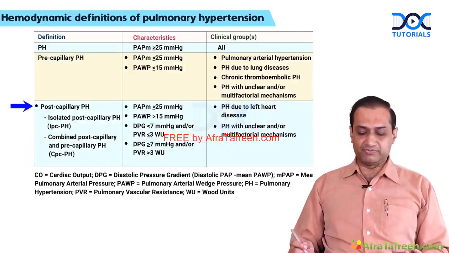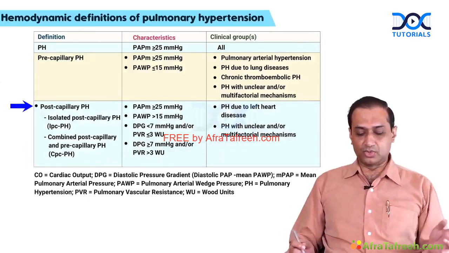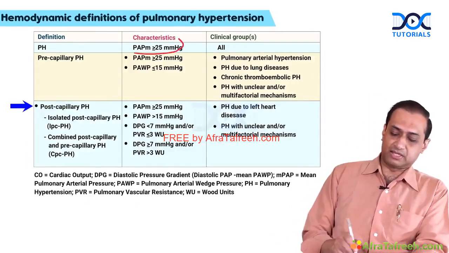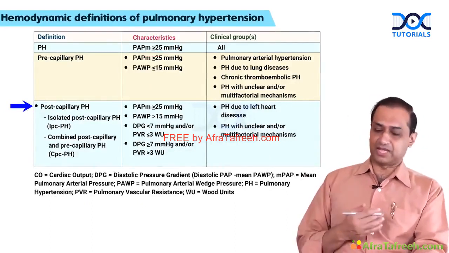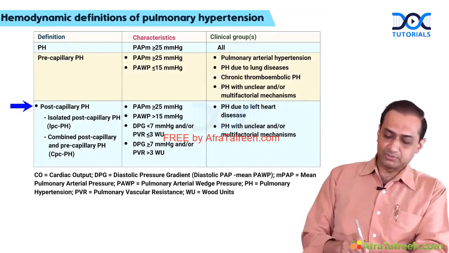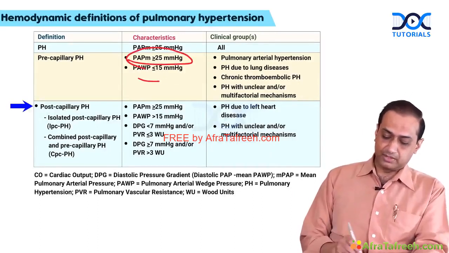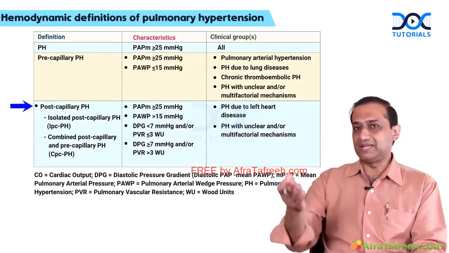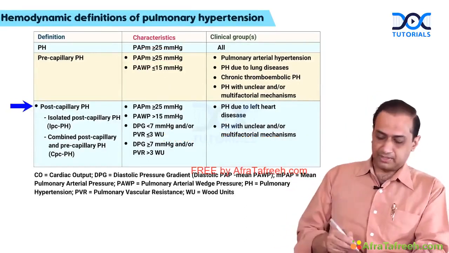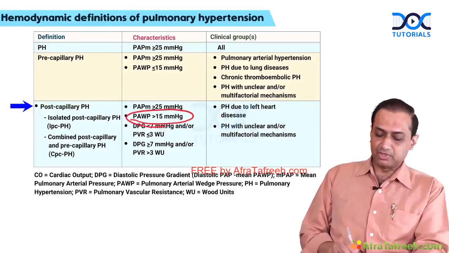Now, the hemodynamic definition of pulmonary hypertension: PH is said to be present if the mean is more than 25. You call it pre-capillary or post-capillary depending on the wedge pressure. If the mean is more than 25 and the wedge is less than 15, then you call it pre-capillary. If it's post-capillary, then the wedge pressure will be more than 15.